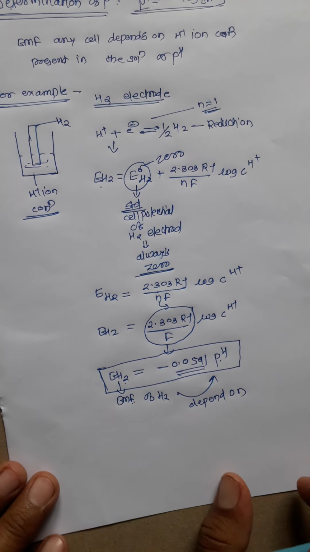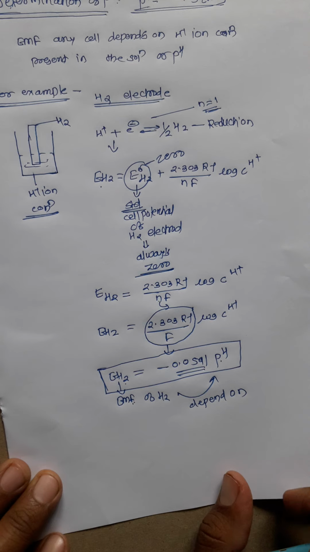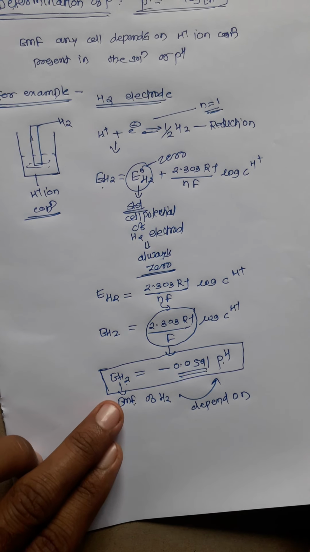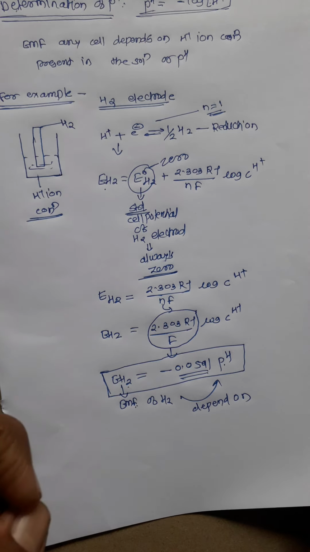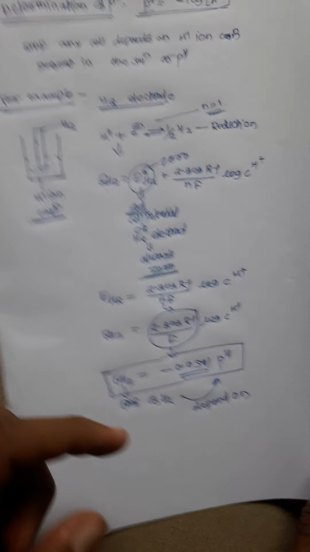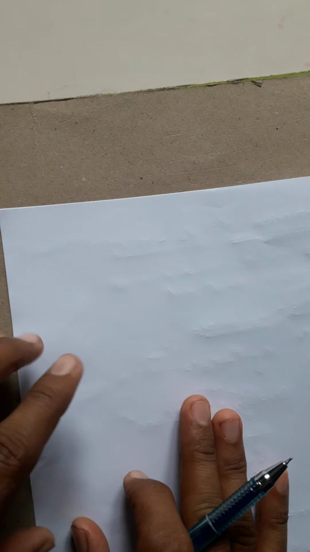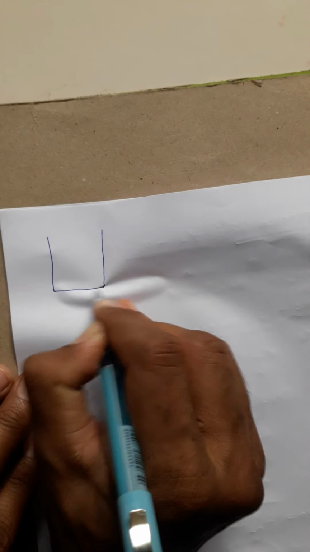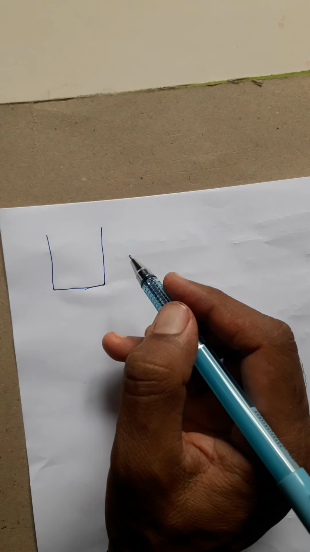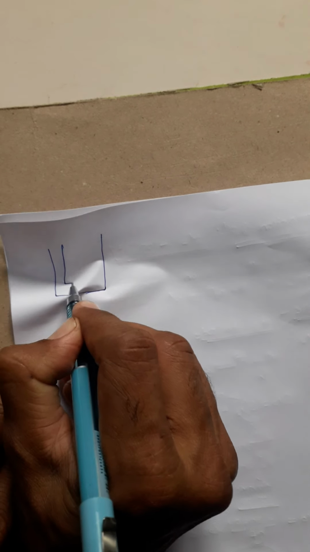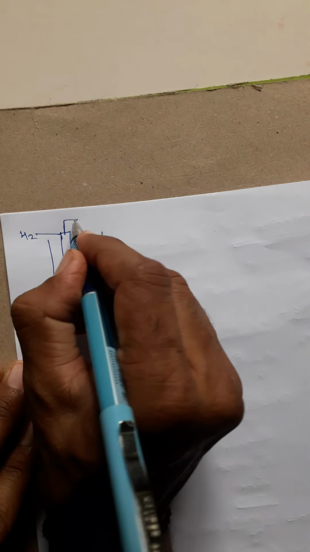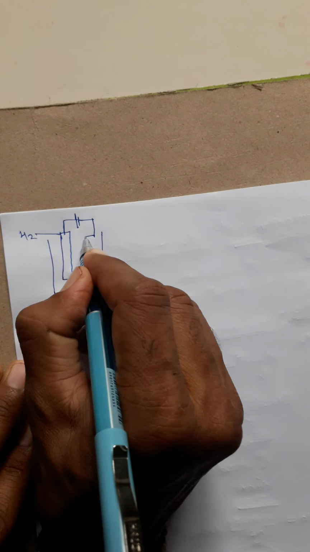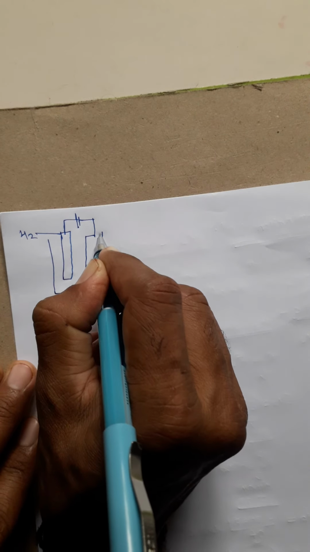To calculate the EMF of the hydrogen electrode, it is coupled with another electrode. See here in the diagram, this is the hydrogen electrode, coupled with another half cell or another electrode.